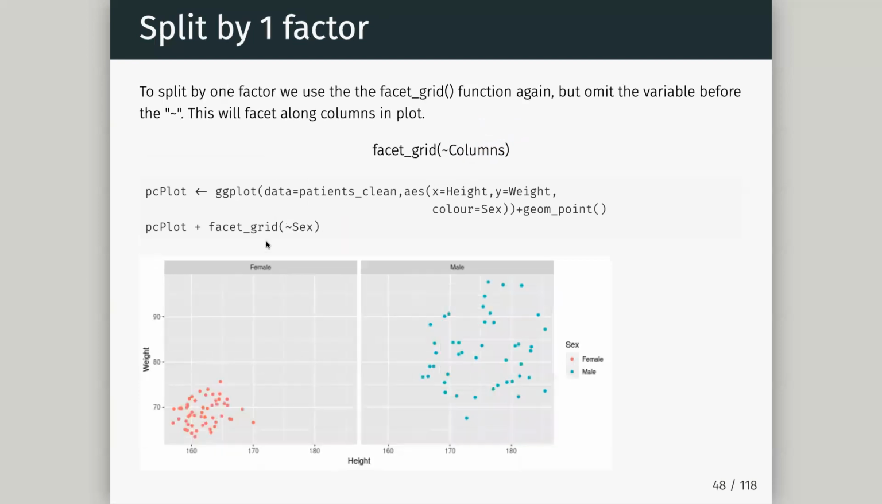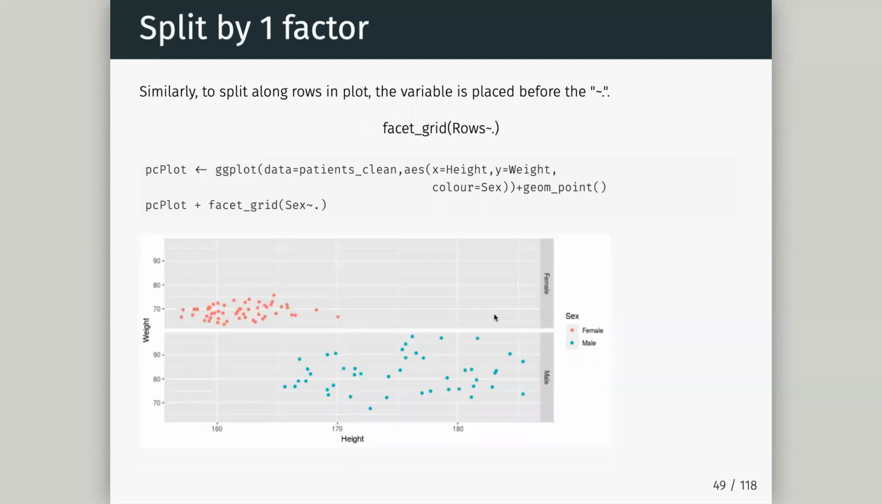I can also do just columns if I want to. So here I'm going to do tilde, columns. I don't put anything in front. So here I'm going to do by sex, and I'll get female, male. If I want to do rows, however, I have to do a little trick where I put the rows, then a tilde, and then a dot. Otherwise, it's just going to break. I'm not sure why. But in that case, now we'll have female, male this way.